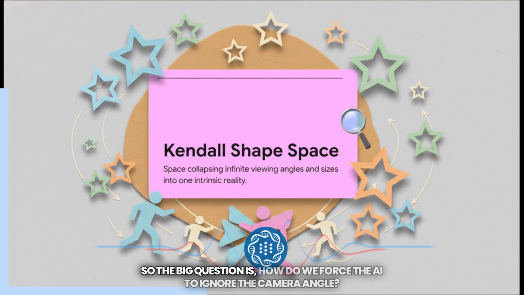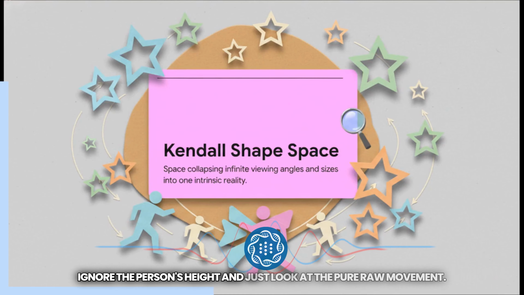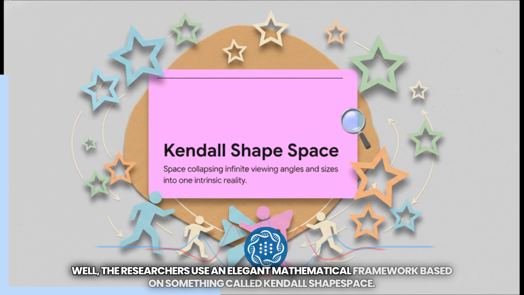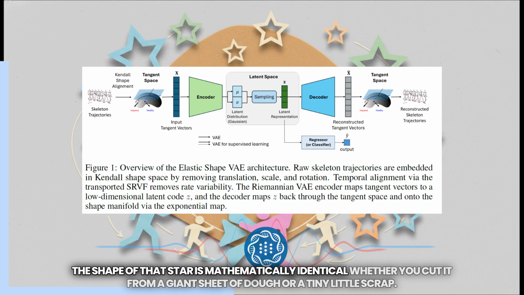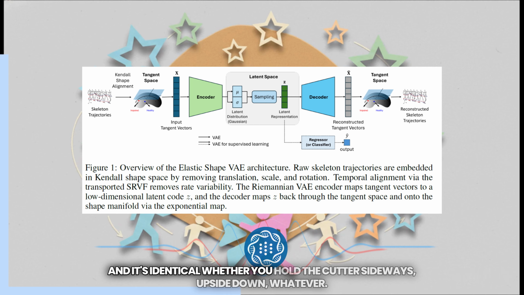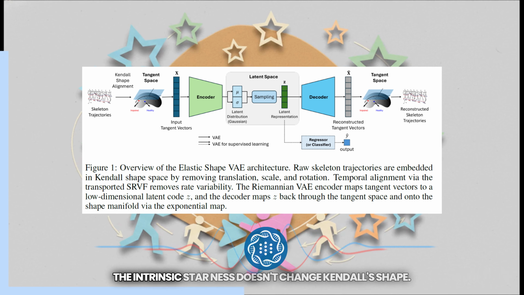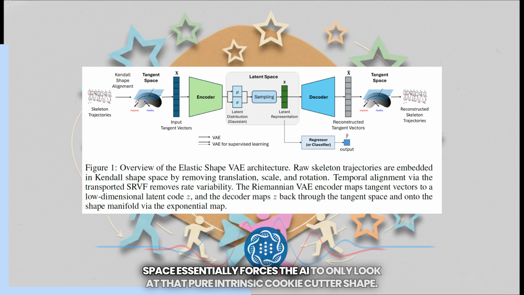So the big question is, how do we force the AI to ignore the camera angle, ignore the person's height, and just look at the pure, raw movement? Well, the researchers use an elegant mathematical framework based on something called Kendall shape space. And this is where it gets cool. Think of it like a star-shaped cookie cutter. The shape of that star is mathematically identical whether you cut it from a giant sheet of dough or a tiny little scrap, and it's identical whether you hold the cutter sideways, upside down, whatever. The intrinsic starness doesn't change. Kendall's shape space essentially forces the AI to only look at that pure intrinsic cookie cutter shape.